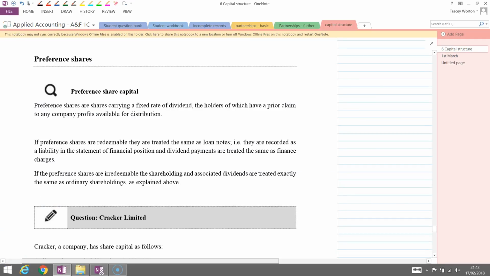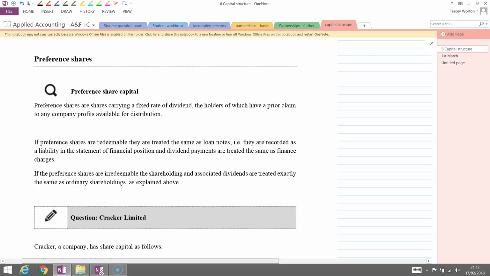So the last type of capital is our preference shares. Preference shares are shares carrying a fixed rate of dividend, the holders of which have a prior claim to any company profits that are available for distribution, which means that they will be paid their dividend in preference to the ordinary shareholders. If preference shares are redeemable, they're treated the same as loan notes and recorded as a liability in the statement of financial position, and dividend payments are treated the same as finance charges.